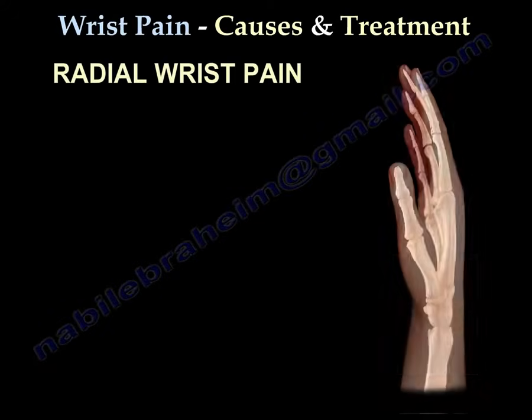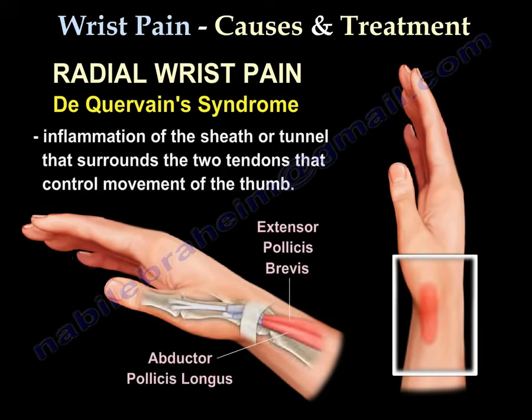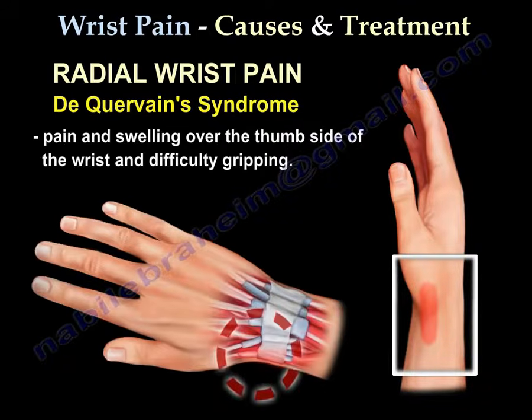Radial wrist pain. De Quervain syndrome occurs due to inflammation of the tendons of the abductor pollicis longus and the extensor pollicis brevis. It causes pain and swelling over the thumb side of the wrist and difficulty in gripping.